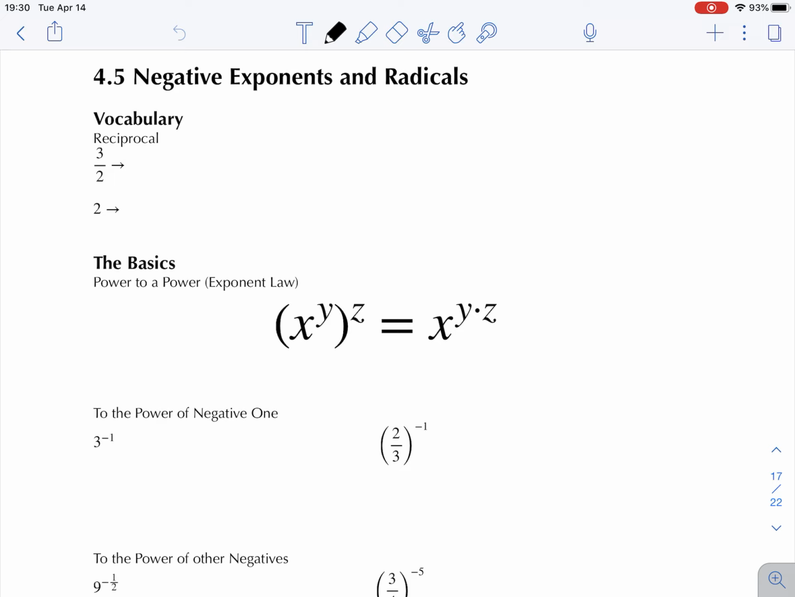Let's take a look at section 4.5, Negative Exponents and Radicals. We're going to look at some vocabulary we need to remember and the basics of negative exponents. All right, some vocabulary we need to remember.